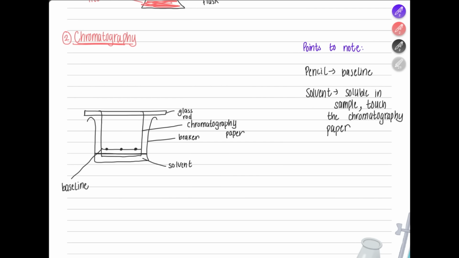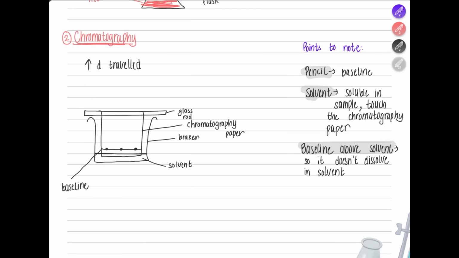And place your sample on this baseline. Then dip your chromatography paper into the solvent. A very important point to note is that your baseline should be above the solvent, so it doesn't dissolve. Otherwise you will lose your sample. So you leave this setup for some time. After some time, these travel up. They travel to different heights based on their solubilities. More distance is traveled if there is a greater solubility of the sample in the solvent.